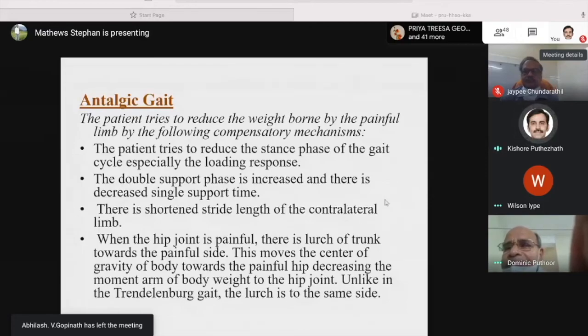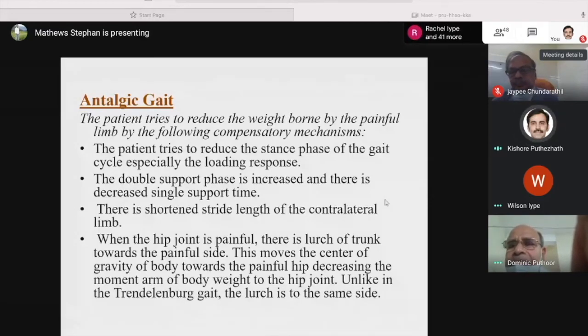In between, I lost the connection. When the patient is having a short limb gait, the shoulder on the same side will be dipping. So if you look at the shoulders and the pelvis, and most probably, even if you look only at the shoulders, you will be able to pick up a lot of abnormal gaits.